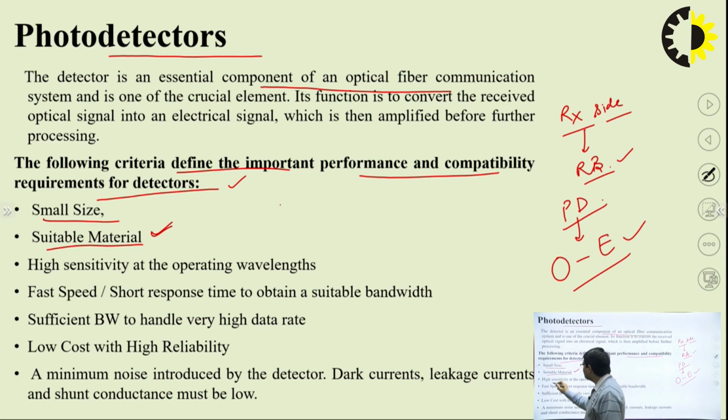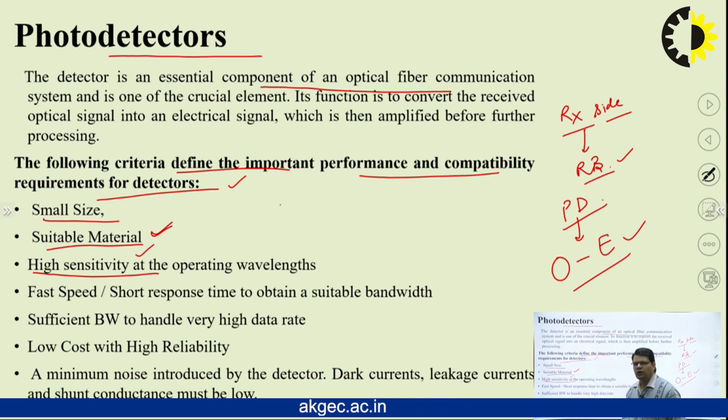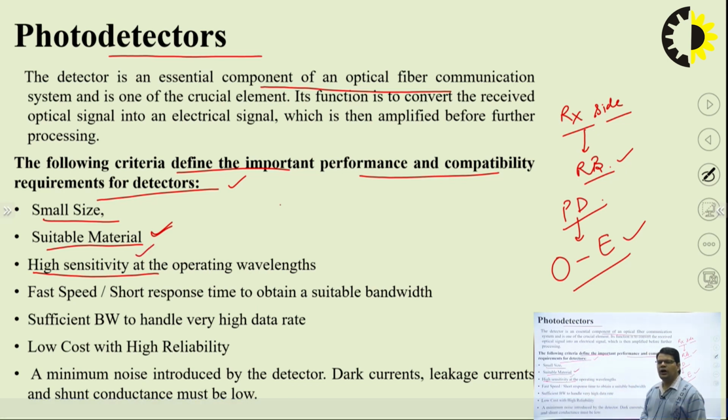The next important characteristic for the photodiode or photodetector is high sensitivity. That is, the photodetector must be highly sensitive. It must have the capability to detect even the weakest possible optical signal. If we are getting even a very weak optical signal, that must be converted into electrical form. This is the meaning of sensitivity of the photodiode or photodetector, so that it can detect the weakest possible optical signal.